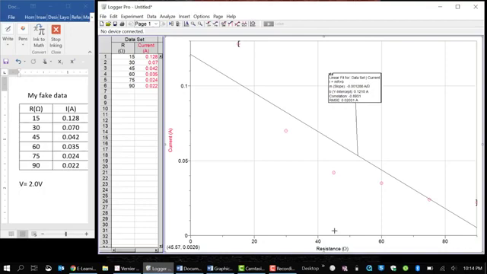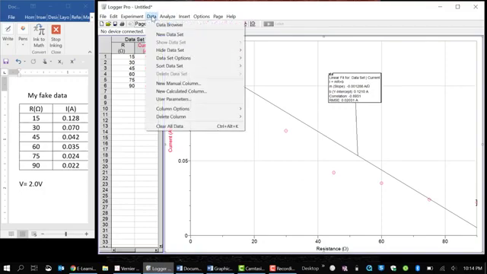In order to do that, you're going to go up here to the data menu and click on it. Then about five from the bottom, it has new calculated column. So you're going to click here on new calculated column from the data menu.